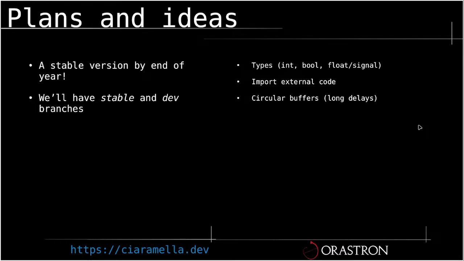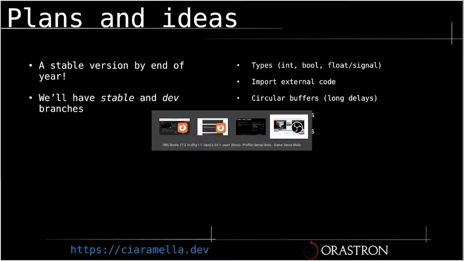We will add for sure circular buffers for long delays. We have just one unitary delay for them at the moment. So, support for arrays and matrices. For what? We already have. I didn't say that before, but we already have.